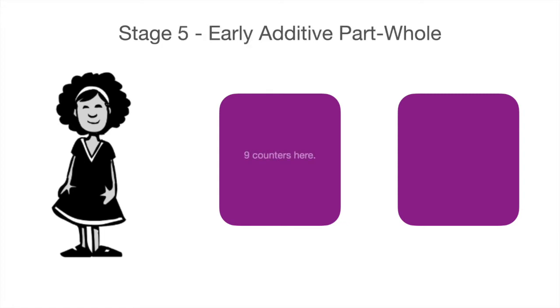Students at stage 5 now realize that numbers are abstract units that can be treated simultaneously as wholes or can be partitioned and recombined. In this example, the student thinks about 9 plus 6 as 10 plus 6. Then, since 9 is 1 less than 10, takes 1 away from 16 to get 15.